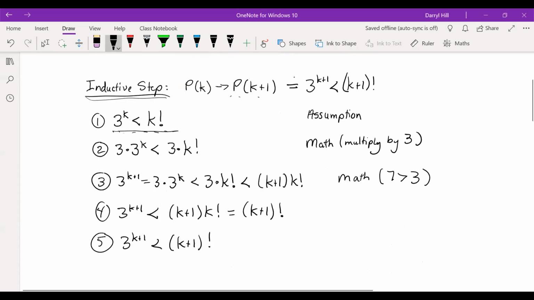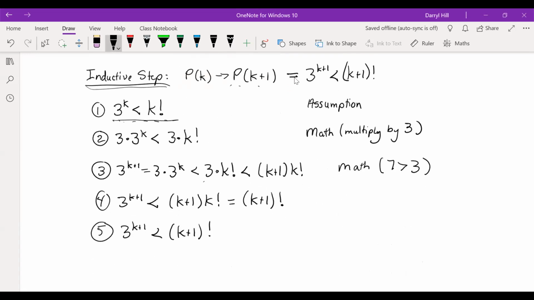How did we get k plus 1? Just simply by math, we didn't do anything special. We just observed that 3 times k factorial was less than k plus 1 times k factorial. This is true because 7 is greater than 3. Well, actually, this should be 8, I suppose.